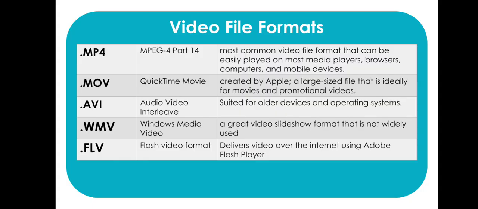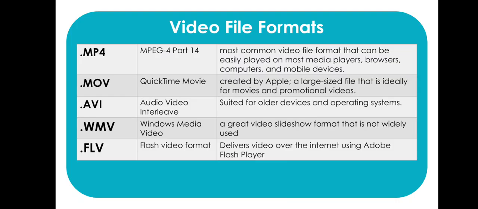The next is the video file. We have .mp4 or MPEG-4 part 14. This is the most common video file format that can be easily played on most media players, browsers, computers, and mobile devices. We have .mov or QuickTime Movie, created by Apple, a large-sized file that is ideally for movies and promotional videos. .avi or Audio Video Interleave, suited for older devices and operating systems or OS.